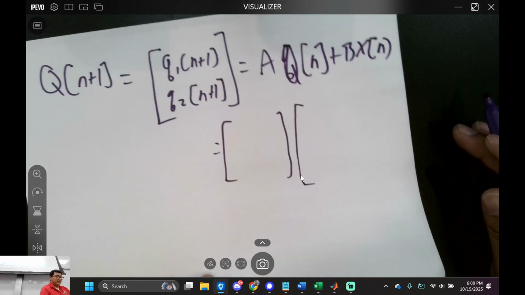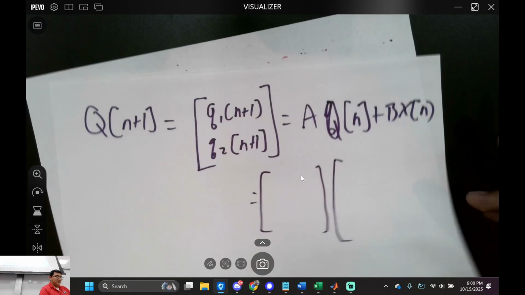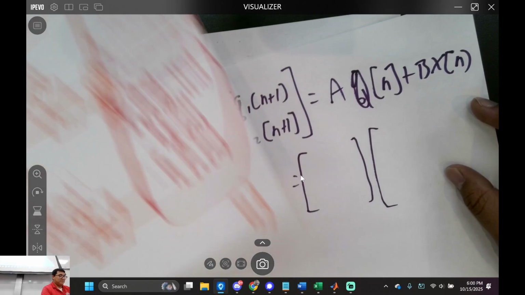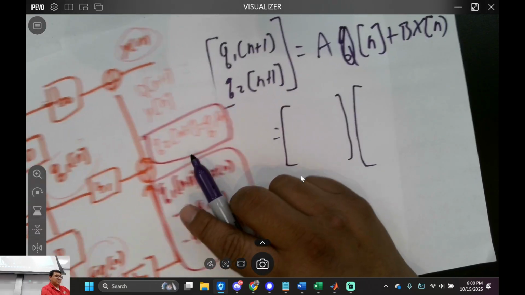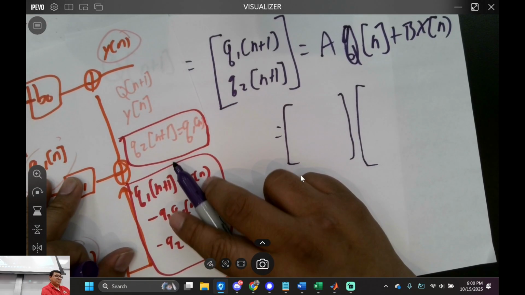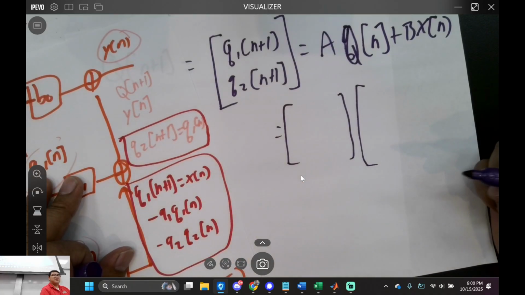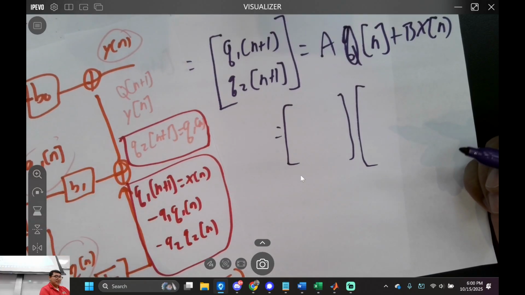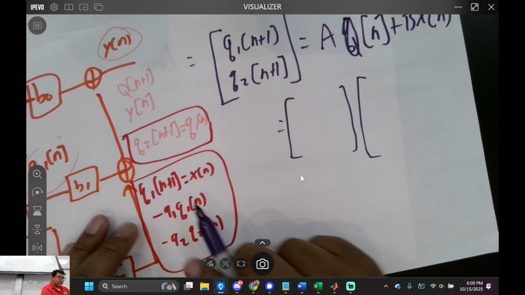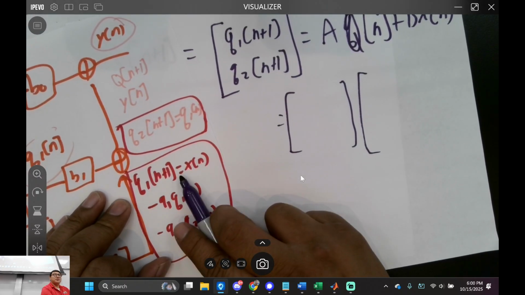Or better yet, got to look at our answers, okay? How many Q future states do we have? We just have Q1 and Q2, right? So that means we're going to expect a 2 by 2 matrix, correct? So that means if I look at Q1, right? N plus 1, right?